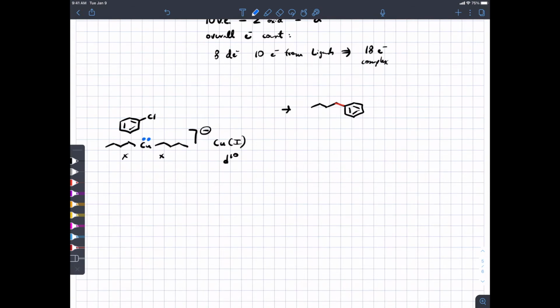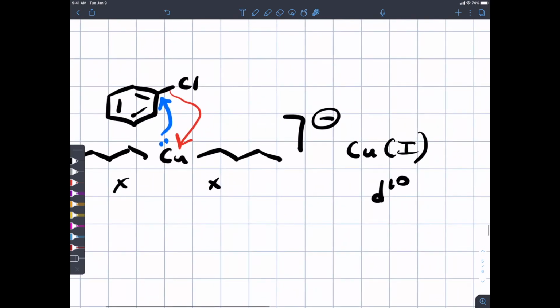So what happens here is that we're going to take a pair of electrons from the metal, and we're going to make a new metal carbon bond, and at the same time we're going to have chloro leave and make a new metal chloro bond. The mechanism here is not SN2, it's almost an insertion of the metal into this bond between carbon and chlorine. The arrows are just to keep track of the electrons.